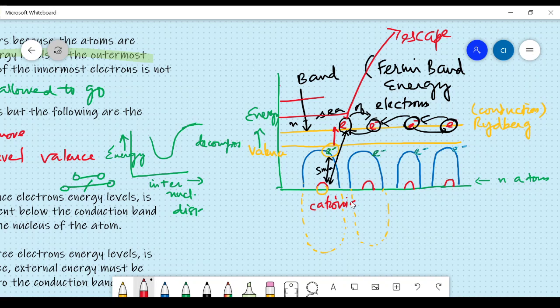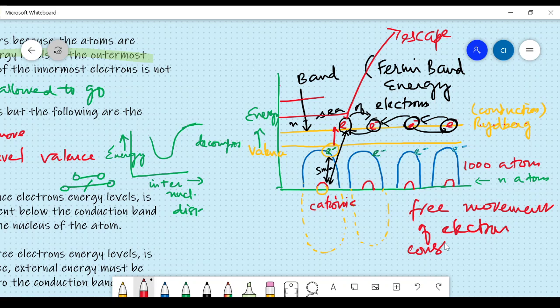But this is what happens when you have put n atoms. Suppose you put 1,000 such atoms there, then thousands of such electrons will be available to move about freely. Now when you have free movement of electrons, the free movement of electrons constitutes, or is responsible for, the electricity.